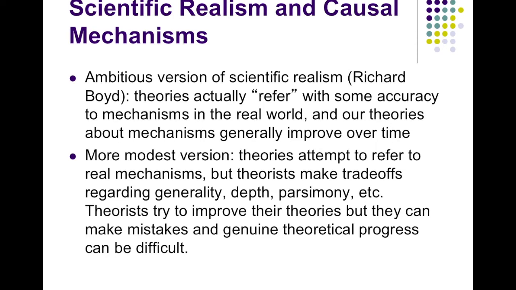So a more modest version is that we have ideas in our heads, theories, that attempt to model the things that happen in the real world, and that we make trade-offs in the way we design our theories. We're worried about not making our theories too complicated. We want them to be somewhat generalizable. We may be more or less worried about having lots of different moving parts in our theories, and so on. And so this is a much more modest version of scientific realism that I find I'm more comfortable with, and many others are more comfortable with.